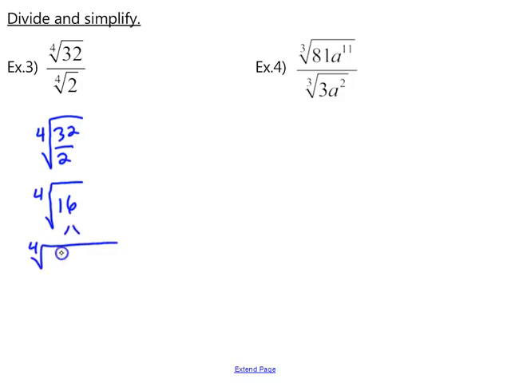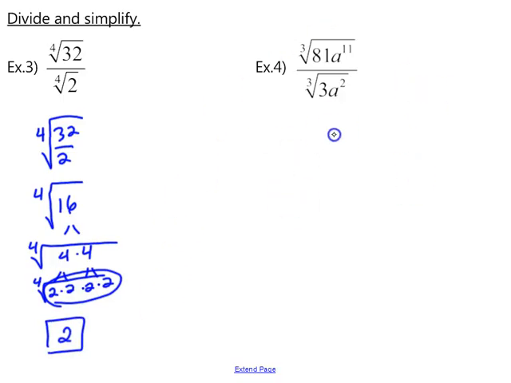16 is equal to 4 times 4, and then let's keep breaking that down. 4 is equal to 2 times 2, and again this 4 is equal to 2 times 2. So here we have a group of 2's, and we have 4 of them. So because our index is 4, we can get one of those 2's out, the other 3 are gone, and this is our simplified answer.